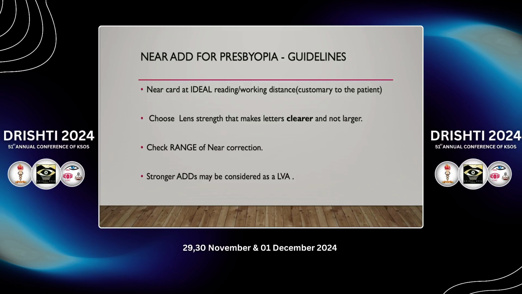So the general guidelines for the presbyopia correction is the near card should be held at the ideal working distance which is customary to the patient, which might differ in different patients, and always choose the lens strength that makes the letters clearer and not larger. Always check the range of near vision and try to keep the near card in the midpoint of the range of near vision. And in some cases, stronger adds may be required, especially when the patient might have to be given low vision aids.